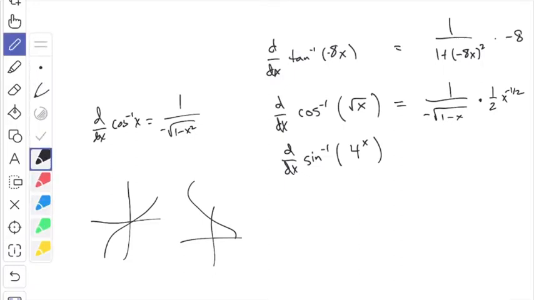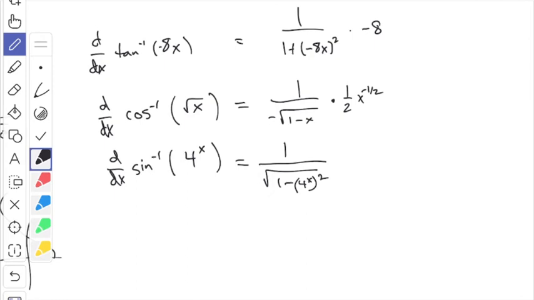All right, excellent. And how about this one? Inverse sine of 4 to the power x. This one's going to be using the sine formula, which is 1 over the square root of 1 minus x squared. For that x squared, you're inserting 4 to the x. This is the part that you get directly from plugging into the formula. And then times the chain rule, you want the derivative of 4 to the power x.